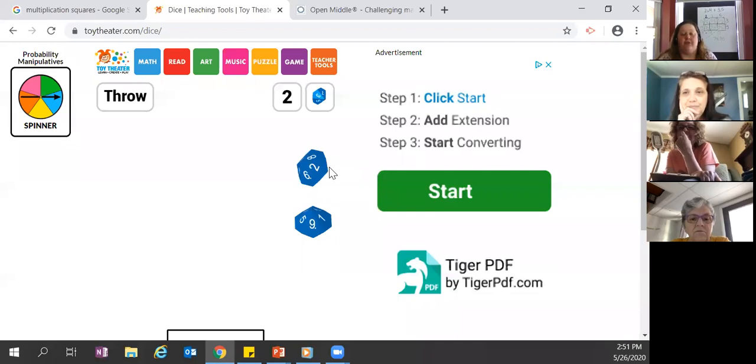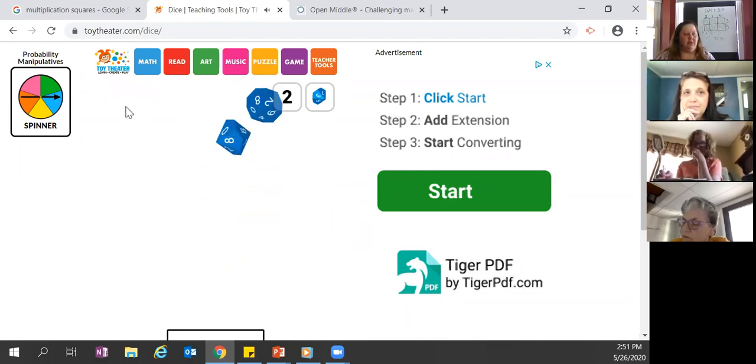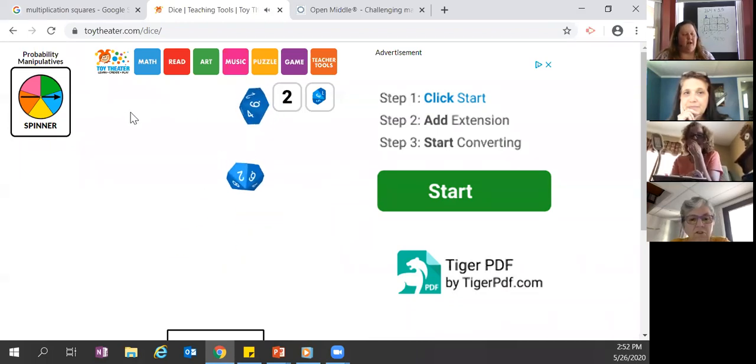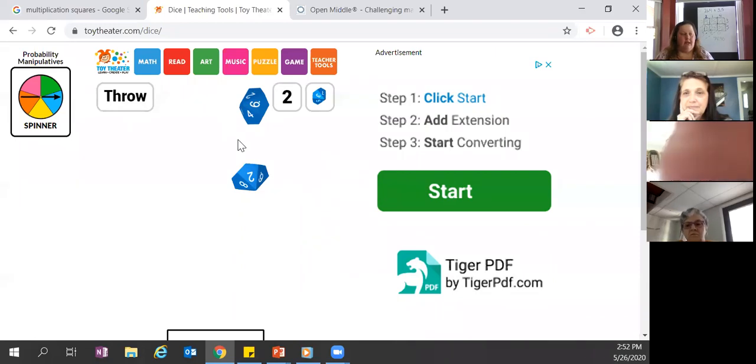You could also have 3 people play this together. You could have multiple people. They just use a different color pencil or pen. I recommend color pencil, so you can erase it, and then you can just continue to play. So if you don't have the dice that you need, you can certainly get them on toytheater.com. But if you have them, even better, students can play this.